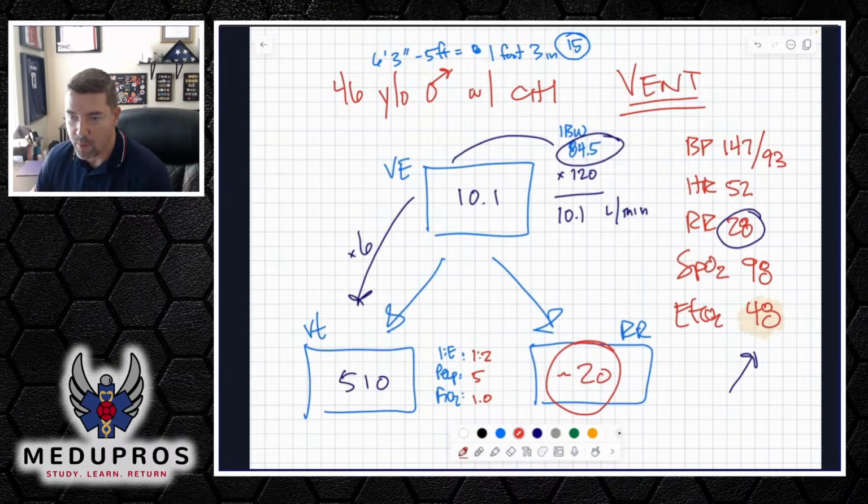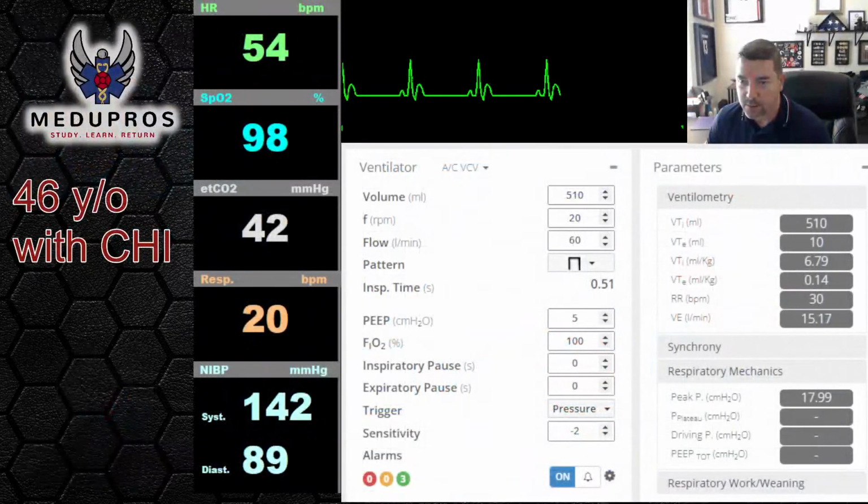So 120 times 84.5 gets us 10,140 mils. So we just quickly converted that to 10.1 liters per minute. All right, that's going to be our target. So then we're going to go 6 times our ideal body weight of 84.5, which gets us a little less than 510. So we rounded up to 510, and then 510 divided into 10,000 mils gets us about 20 respiratory rate, because these two, of course, are supposed to multiply together to get this, so all that checks out. I to E ratio of 1 to 2, PEEP of 5, FiO2 of 1. Sweet. Let's get back to seeing what we're doing.